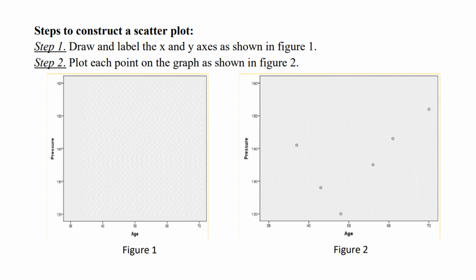So the steps to construct a scatter plot. Step number one, draw and label the x and y axis as shown in figure one. You need to review how to draw a Cartesian plane, and how we put the values for the x and y axis that will represent the two variables involved. Step number two, plot each point on the graph as shown in figure 2. With the given values, we simply plot them on this Cartesian plane, for us to see what a scatter plot is.